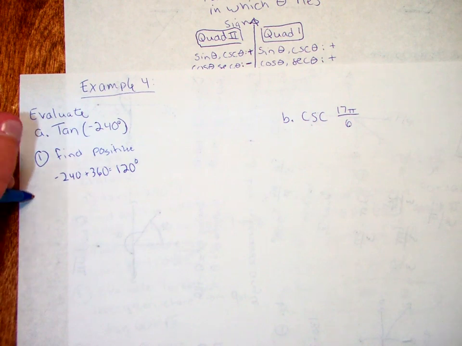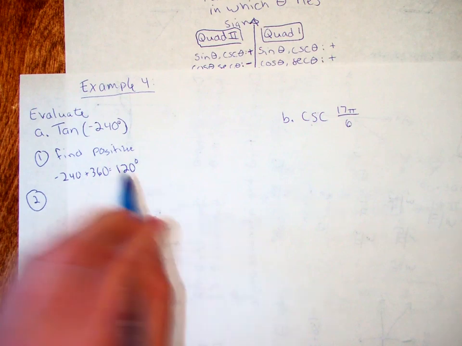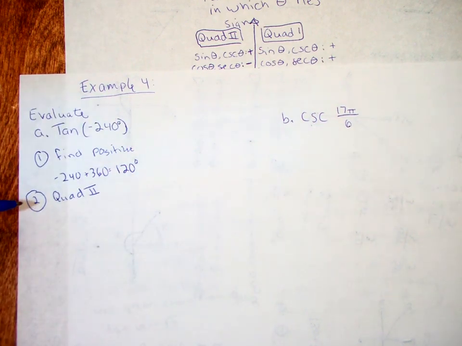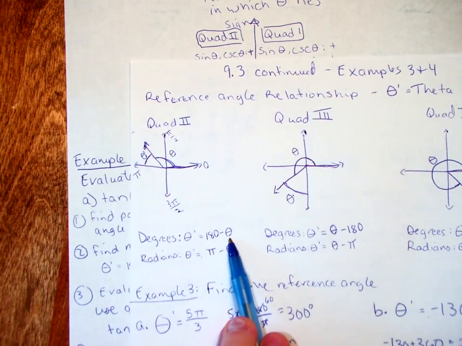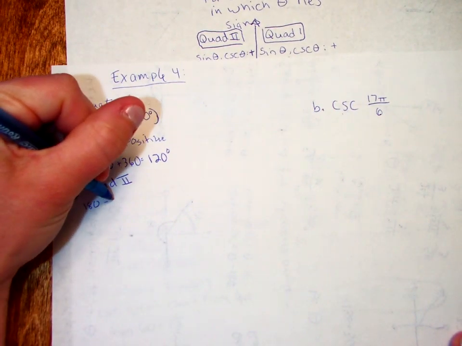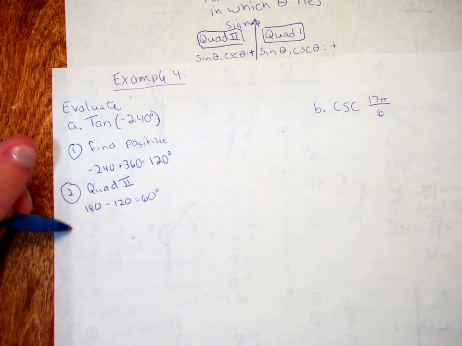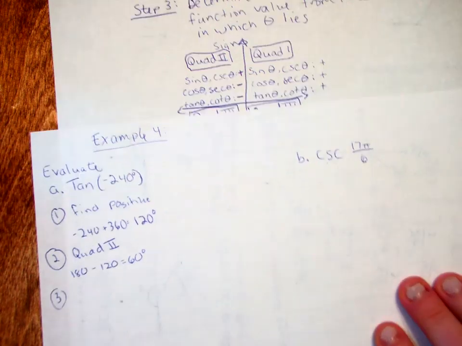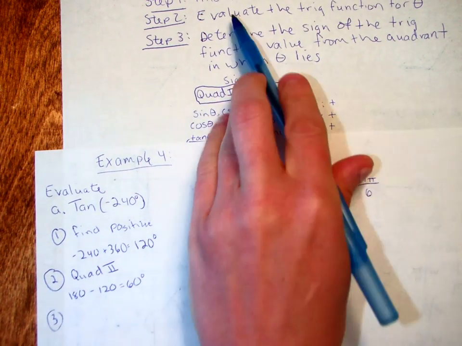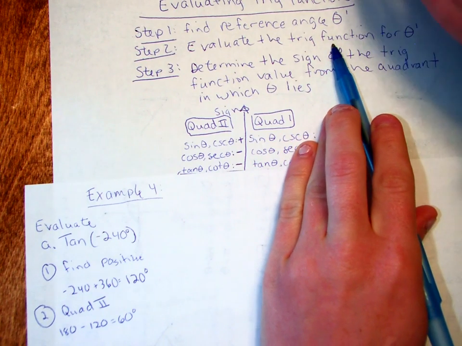So then let's find our reference angle. So if we're working with 120, we know that's in quadrant 2. Quadrant 2 in the first page told us 180 minus theta. So we take 180 minus 120 and we get 60 degrees. So we've now found our reference angle. Now we need to evaluate the trig function.